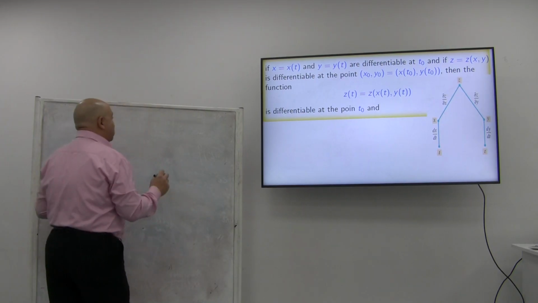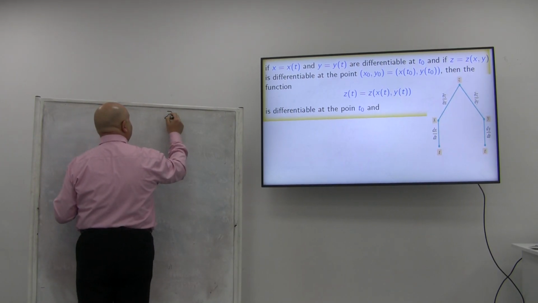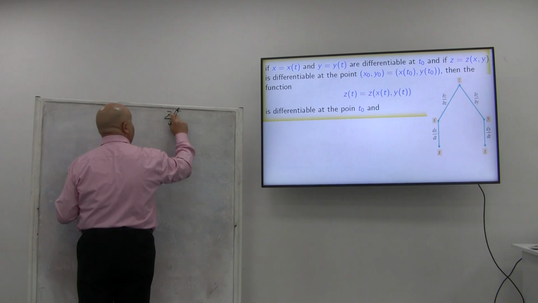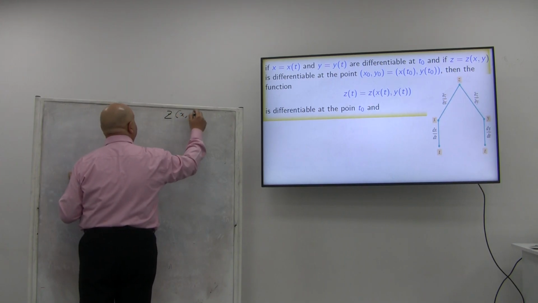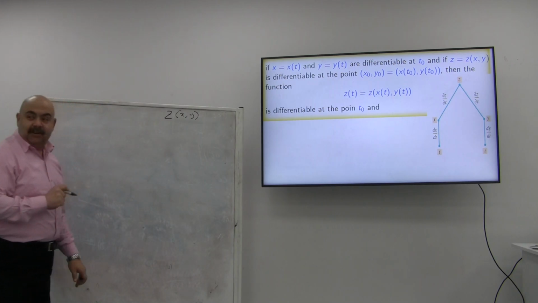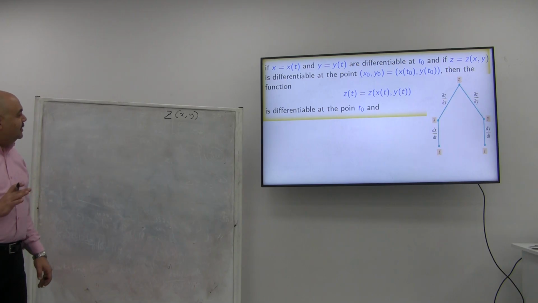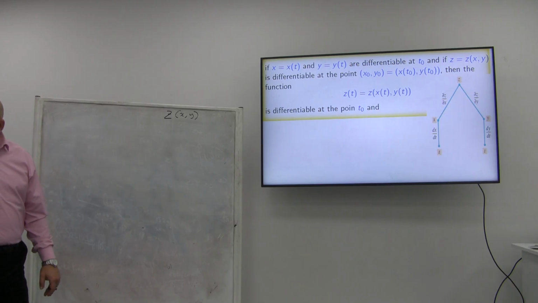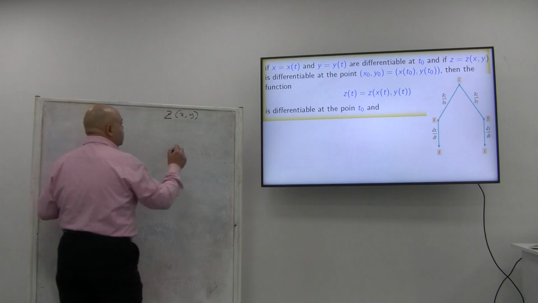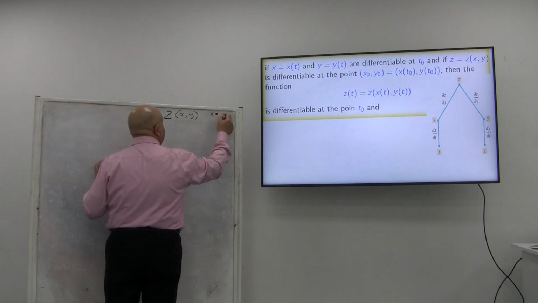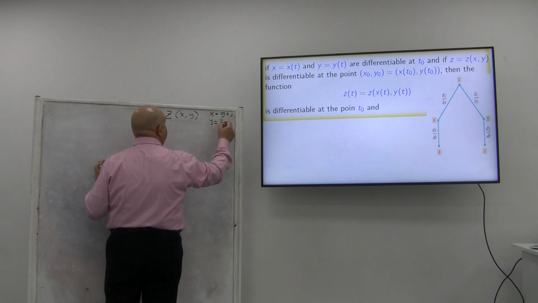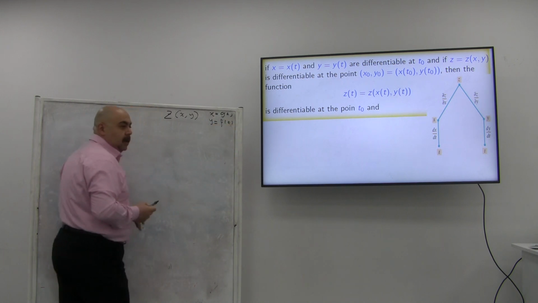Keep in mind that Z is a function. Here I have Z is a function in X and Y. X by itself is a function in T and Y is another function in T.